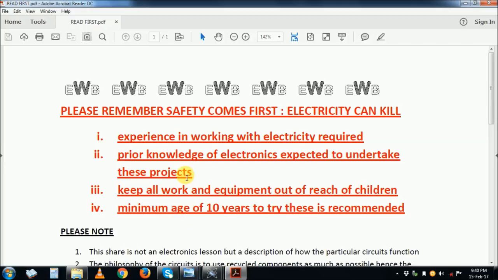And if you are working in a workshop, please keep it clean. Don't allow kids to be around the workshop, because you are keeping tools there, sharp objects, small objects there. Please keep children out of the workshop. We expect that this would need someone who is at least 10 years and above. Younger is very tricky. I would actually be happy to hear from younger people, younger than 10 years, who have done this circuit.